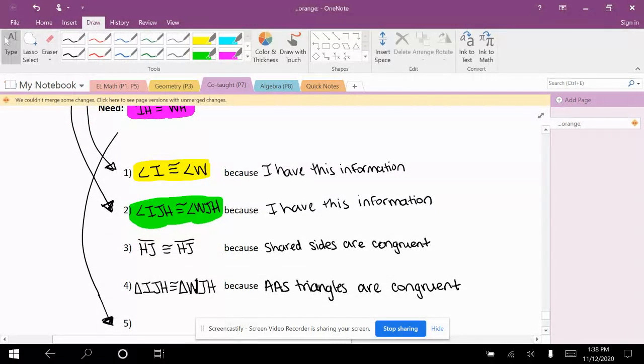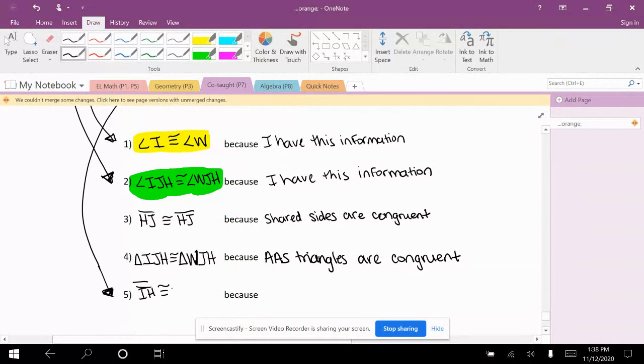So we needed segment IH to be congruent to segment WH.